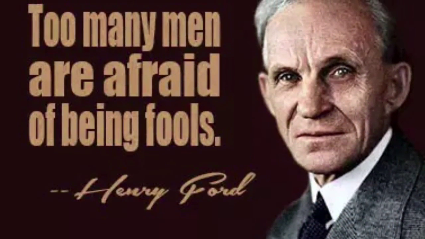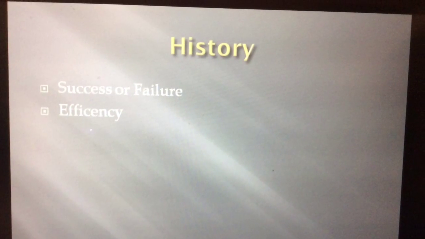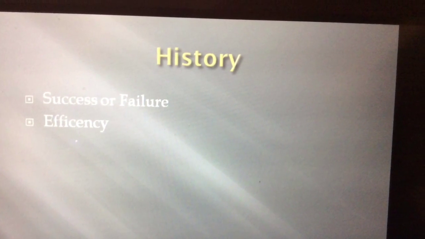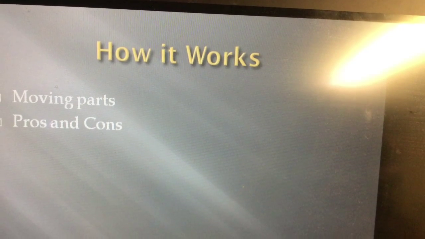But today we will explore Henry Ford's Model T assembly line. The assembly line was definitely a success, increasing the production of one car from 12 hours to 2 hours and 30 minutes.